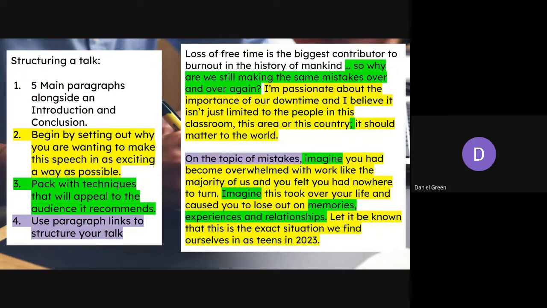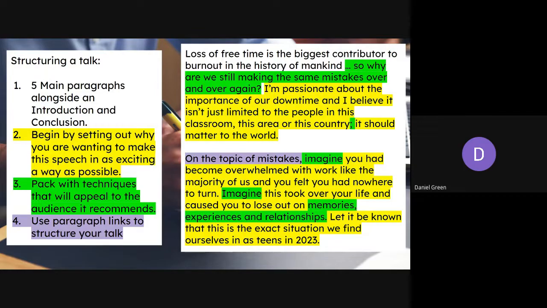So in terms of a talk, there are 5 main paragraphs alongside an intro and conclusion. Same kind of thing, okay? Exactly the same kind of structure, but notice there's no heading and subheadings. If you want to, you can use a heading for a speech if you wanted to start off with that, but it's not necessary. People don't use headings for speeches when they speak them in real life, okay?